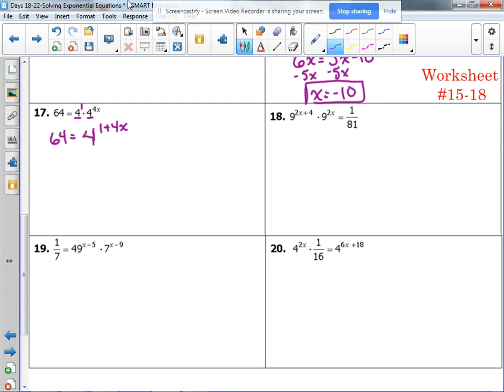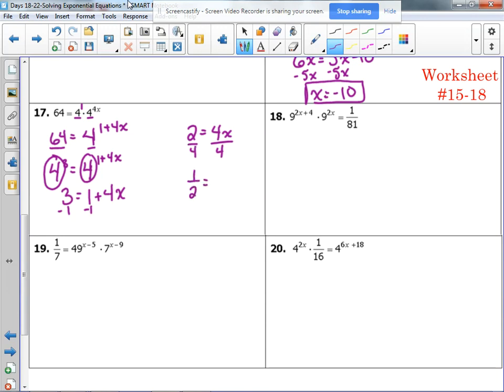Okay, now this just looks like a problem we were doing at the beginning of class today. We have different bases. 4 cubed is 64, so we replace 64 with 4 to the 3rd power. Now we have the same base, so we set the exponents equal. 3 is equal to 1 plus 4x. So subtract 1. 2 is equal to 4x. Divide by 4. 1/2 is x.